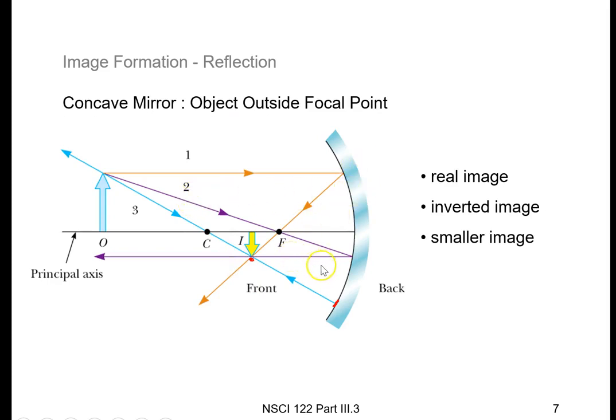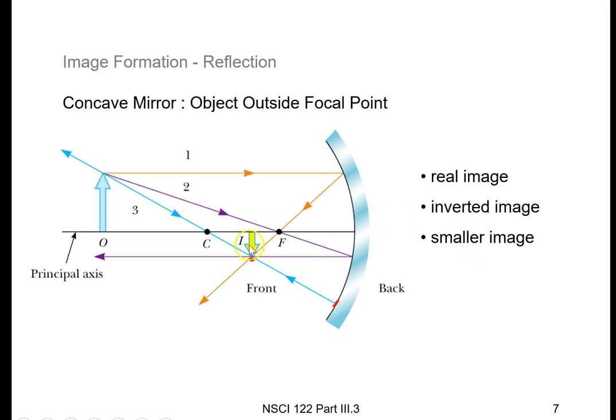Okay. It is inverted, which is just a fancy way of saying upside down compared to the object, and it's always going to be smaller. So it doesn't matter where the object is, as long as it's outside the focal point, you're going to have a real, inverted, smaller image.